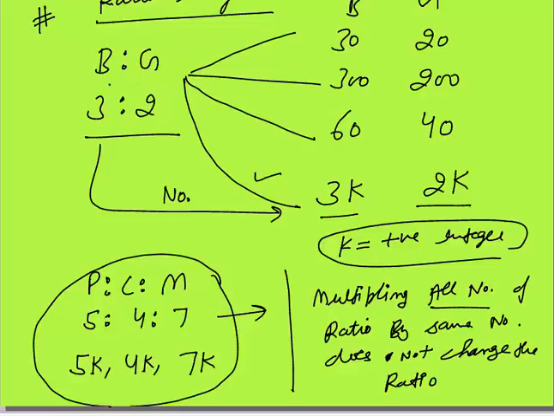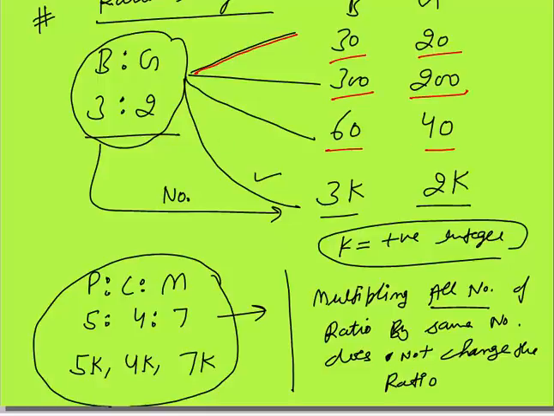What it means is, see in this example I am taking, ratio was 3:2. In the first case I multiplied the number by 10. 3 into 10, 30. I multiplied 2 by 10 also, 20. Here I multiplied 3 by 100, 2 also by 100. Here I multiplied 3 by 20 and 2 by 20. 3k and 2k, again I multiplied by k. In this case also, 5k, 4k and 7k. So very important: multiplying all the numbers of a ratio by the same number does not change the ratio.